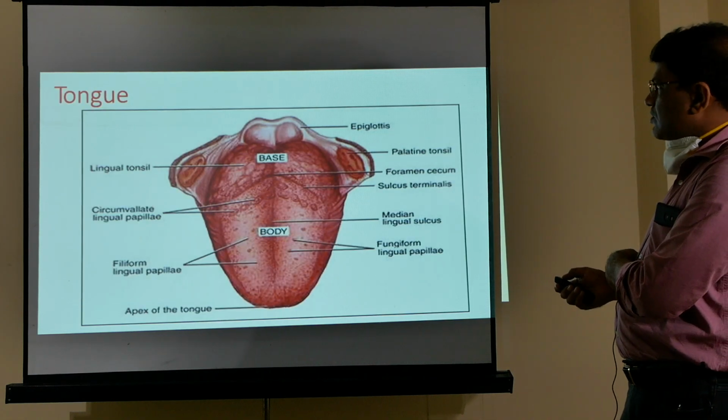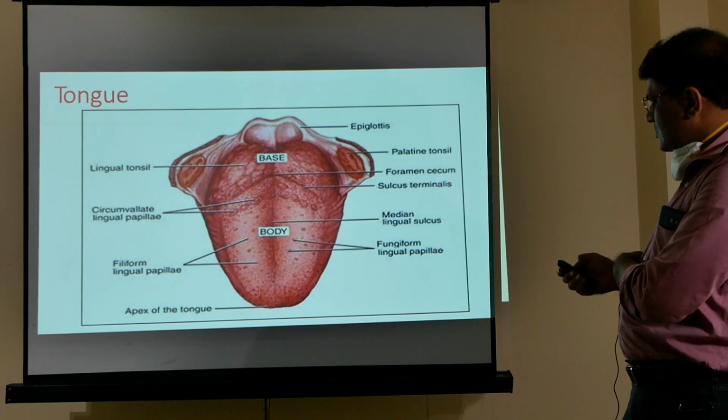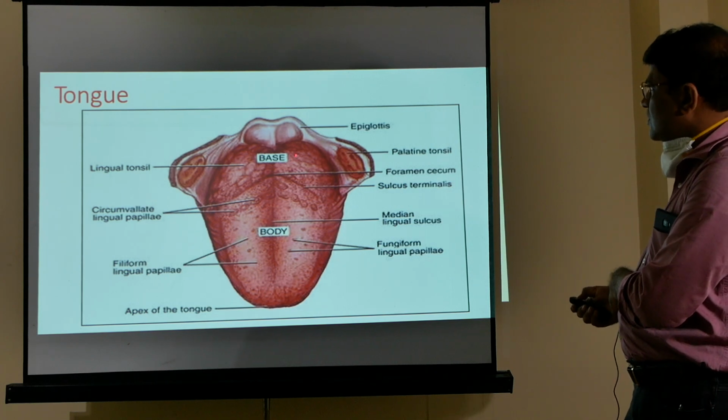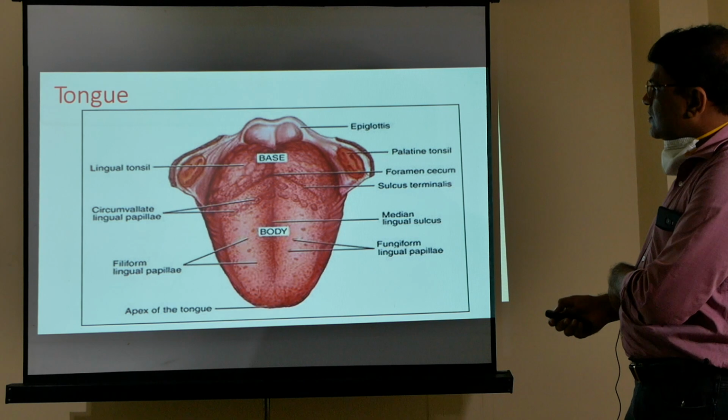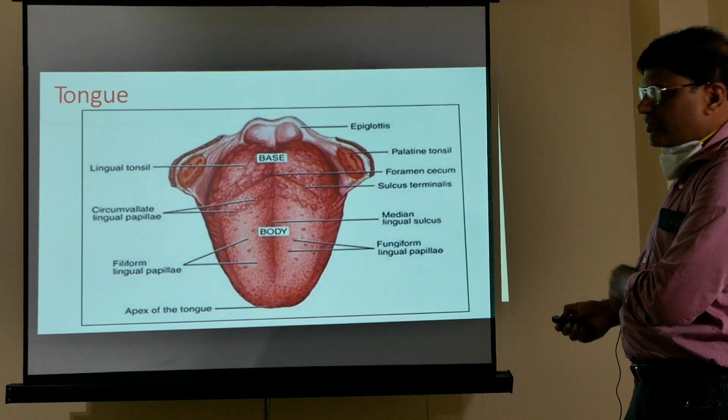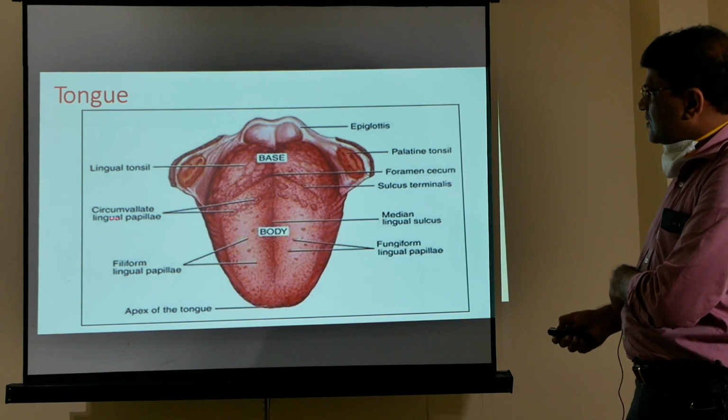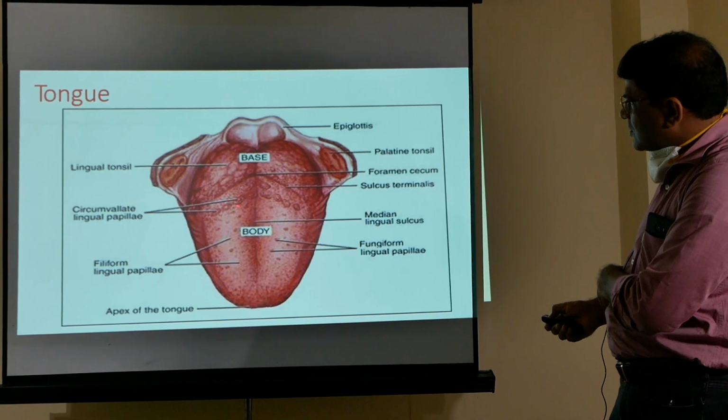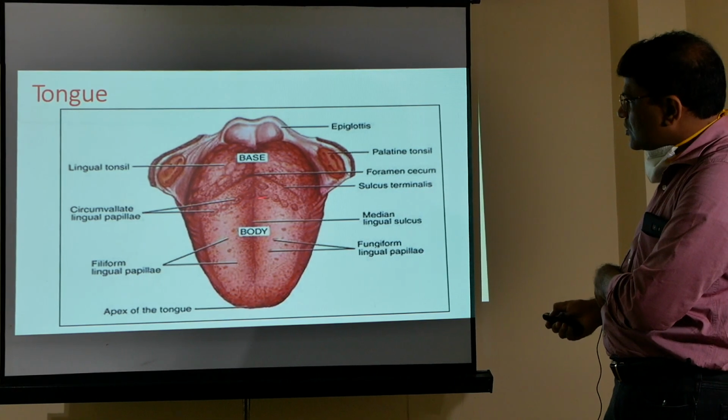Now this is also a picture which is showing about the tongue. So what is the morphology of tongue? This is the base of tongue. These are lingual tonsils. Then circumvallate papillae, it means these are slightly big papillae on the posterior of the tongue.